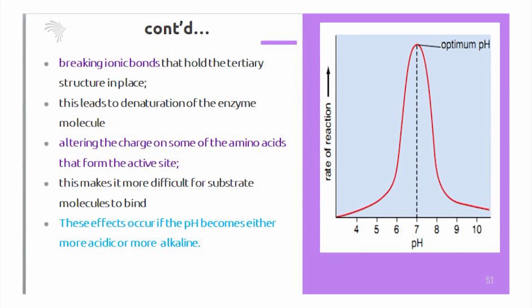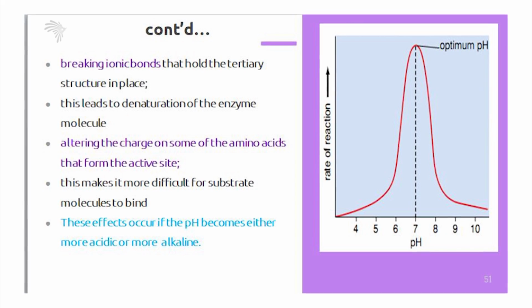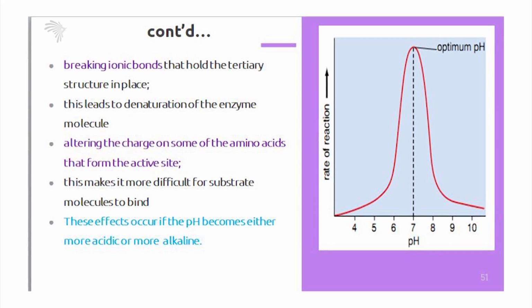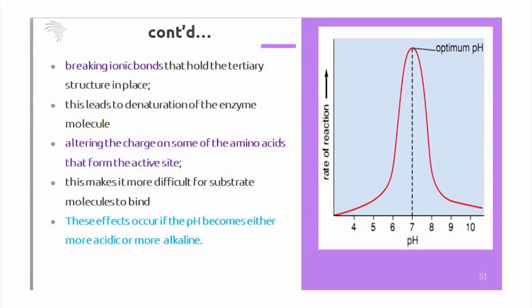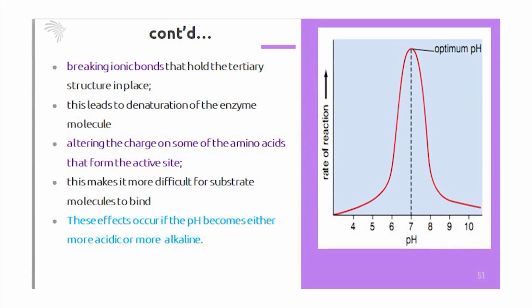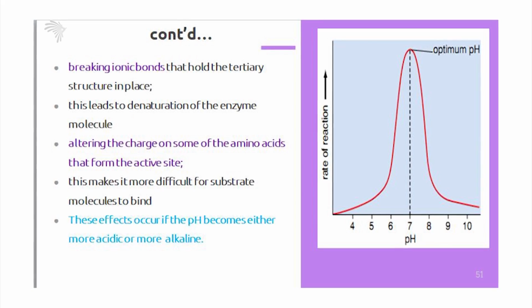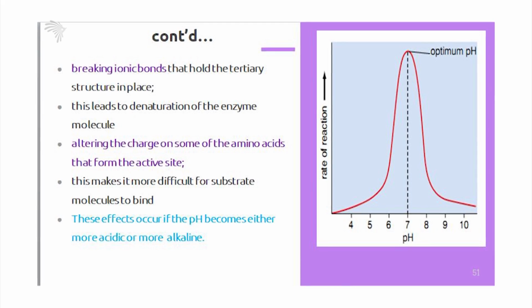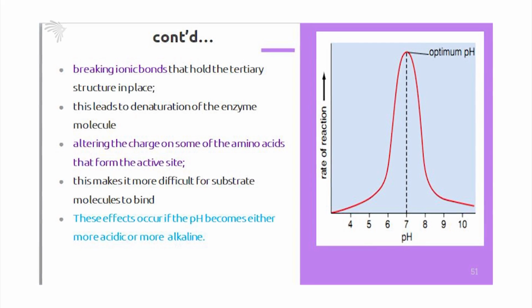You can see the graph here on the right side, where the optimum pH is shown. Many of the enzymes work at neutral pH. There are exceptions, like pepsin, which has catalytic activity between pH values of 1 and 3. The optimum pH for most enzymes is 7, neutral.